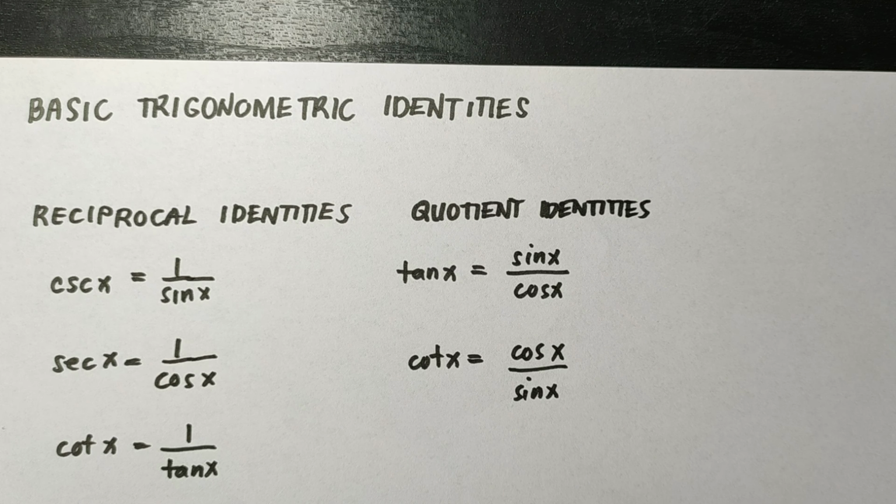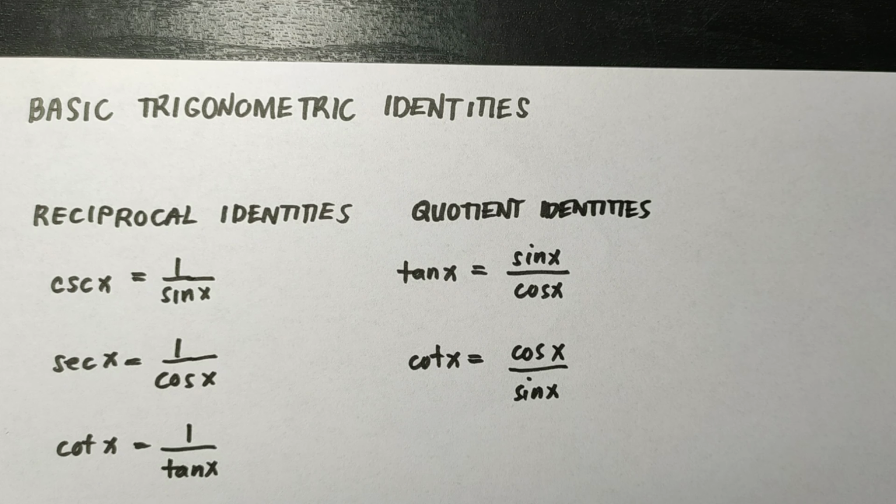So today's video, we're going to discuss the basic trigonometric identities. The first one we have is the reciprocal identities. We have cosecant x equals 1 over sine x, secant x equals 1 over cosine x, cotangent x equals 1 over tangent x.